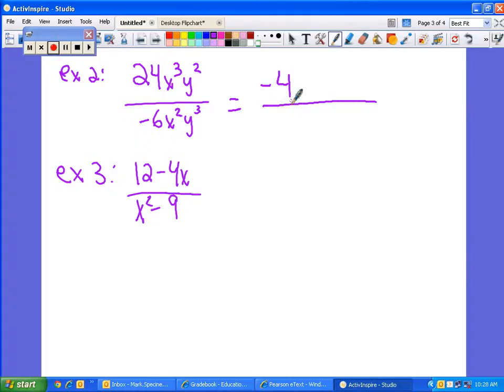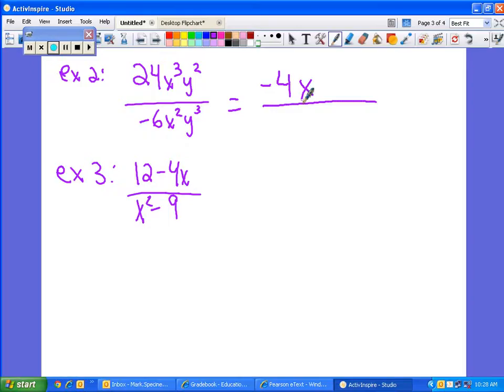I have x to the third divided by x squared. What do you do with your exponents when you're dividing and the bases are the same? Subtract. So I get 3 take away 2 leaves me 1. So I got 1x up here. Now here I have y squared and y to the third. What's 2 take away 3? 2 take away 3 is negative 1.